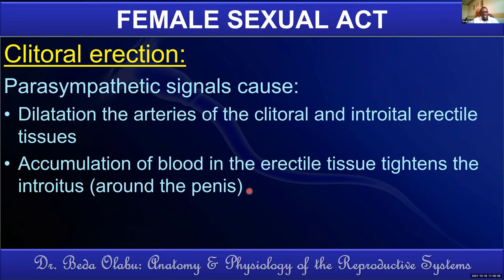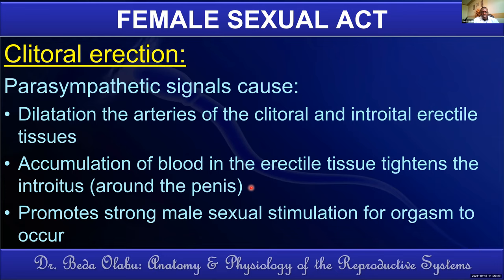If the penis is inside the introitus, that means that there'll be some tightening around the penis during clitoral erection. So that tightening of the introitus around the penis is vital for evoking signals that will initiate male orgasm as well as female orgasm. All right, so understand that clitoral erection is just engorgement of the erectile tissues with blood. And because of that engorgement, there'll be some tightening around the introitus. And so if the penis is inside at that time, it will cause some tightening. Even if the penis is not inside, there'll be some tightening still.